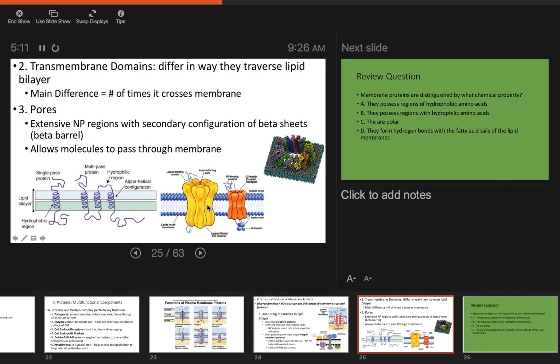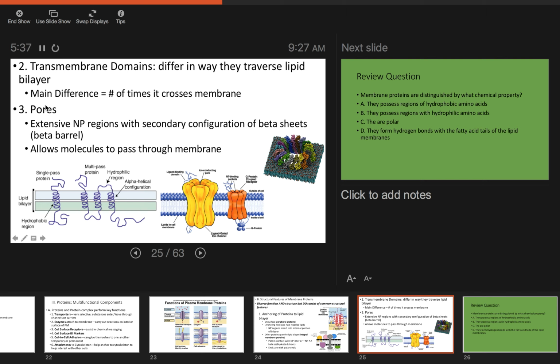Okay, so another common structural feature that we find is the number of times it can cross through a membrane. So really that's what we call transmembrane domains. They differ in how they cross the membrane. So here we have a single pass protein. Here we have multiple pass proteins, but the main difference is how many times does it cross the membrane to anchor itself to that membrane.